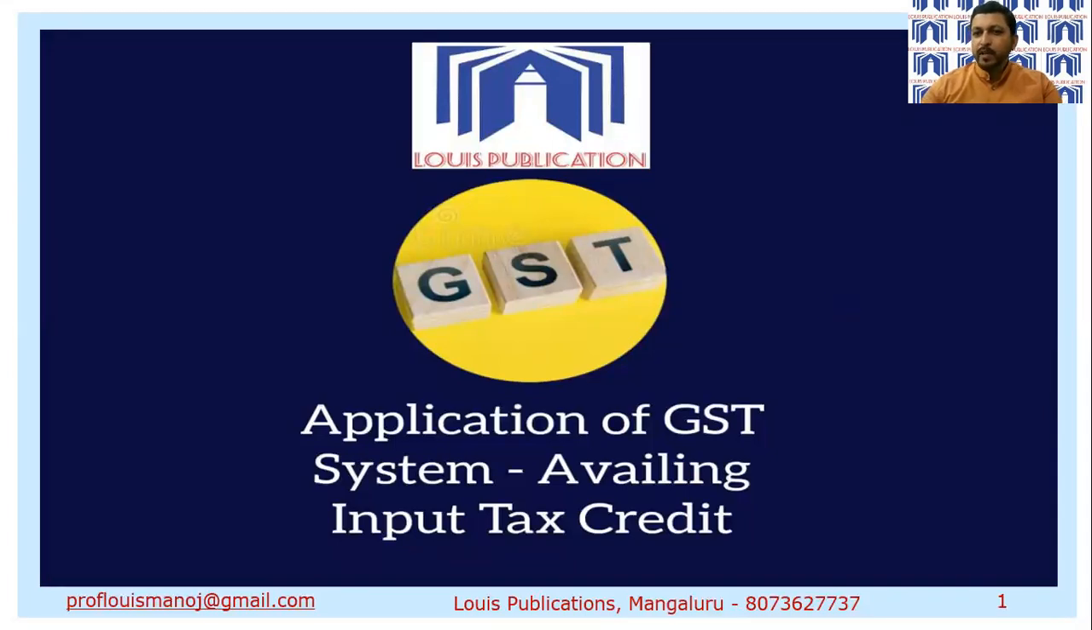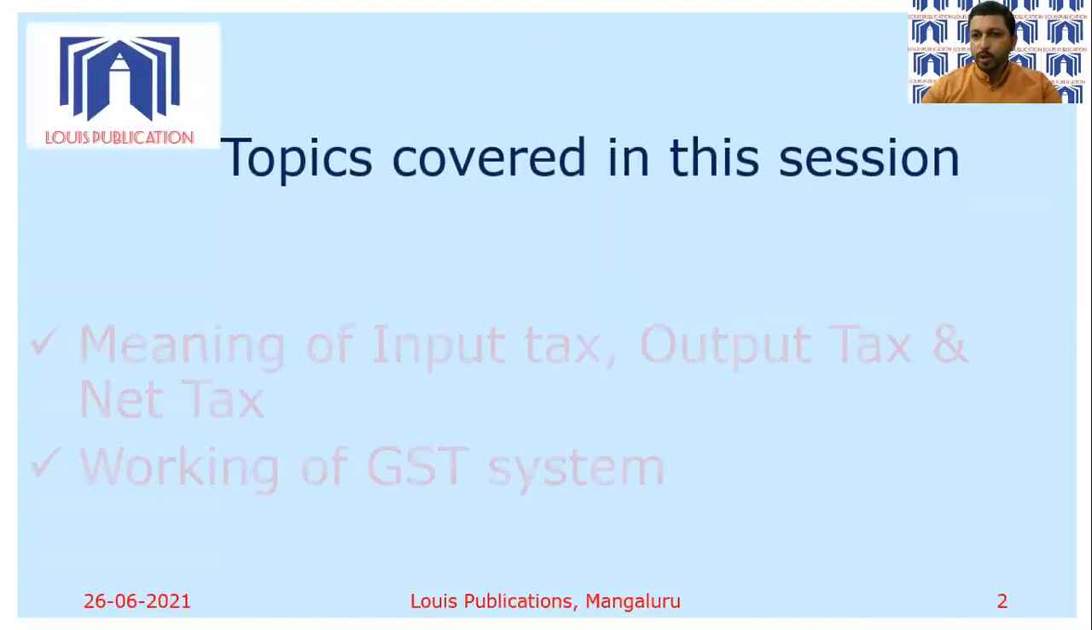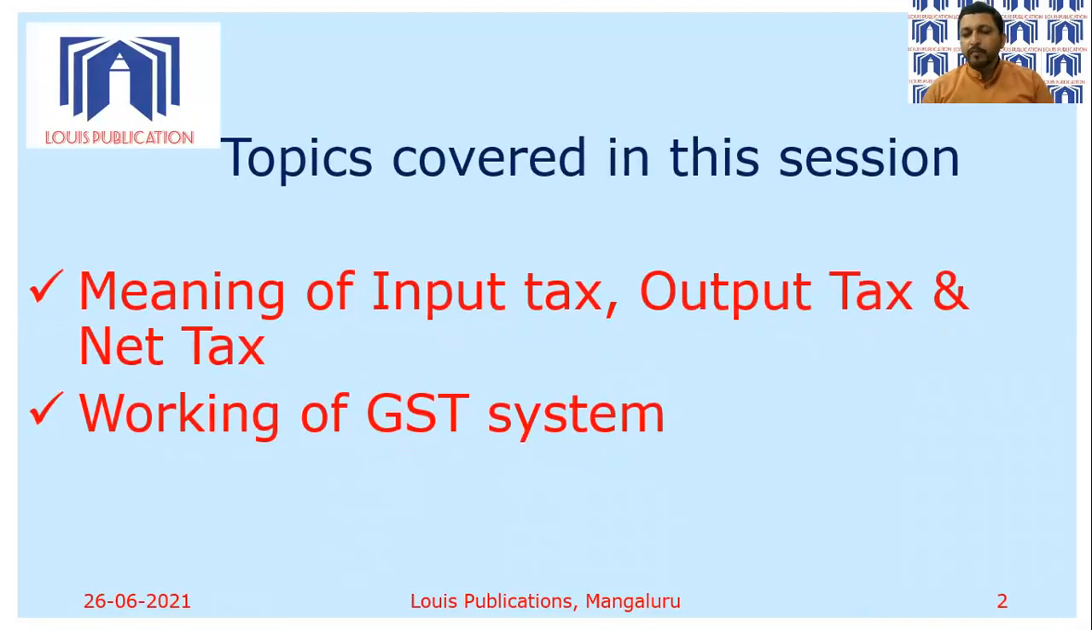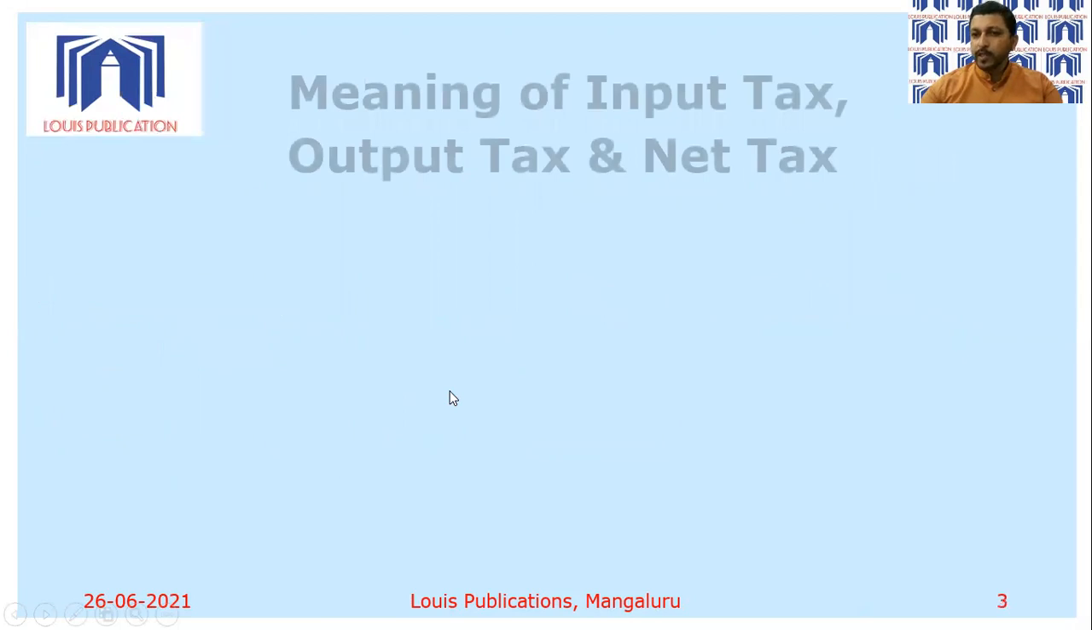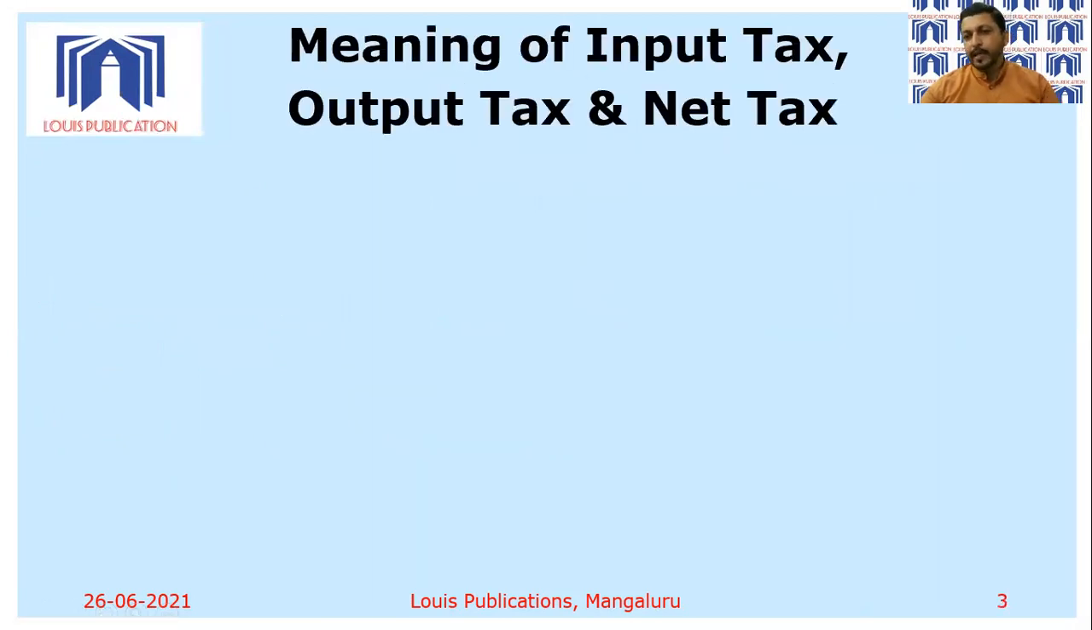Now, what are the topics that we are going to cover in this particular session? We are going to cover just two topics. One is the meaning of input tax, output tax, and net tax. And the second topic is the working of the GST system. We are going to understand it with the help of an example. Now, what do we mean by input tax, output tax, and net tax?